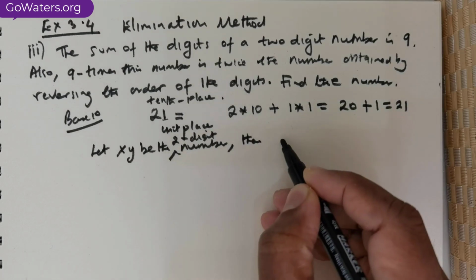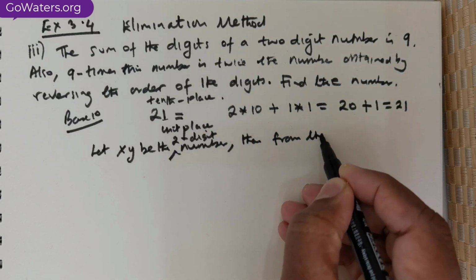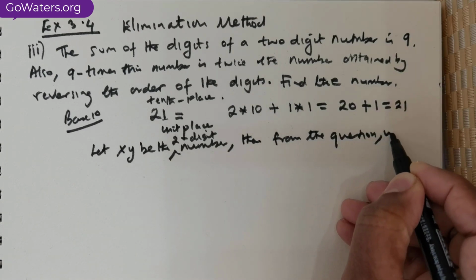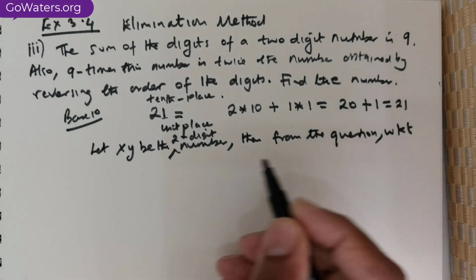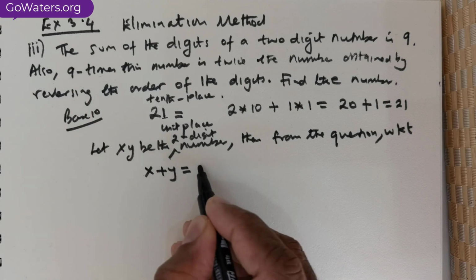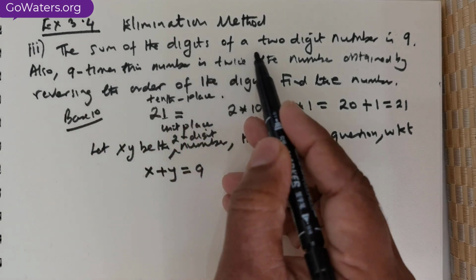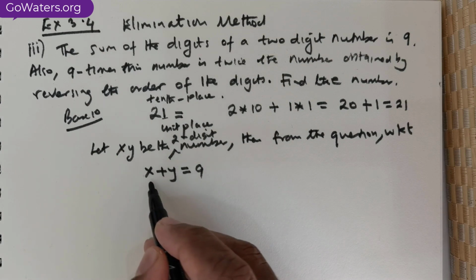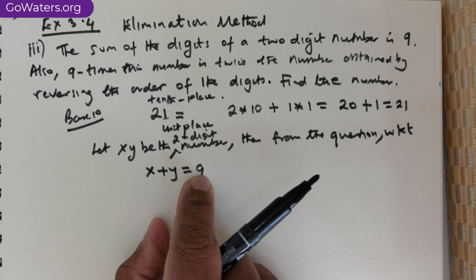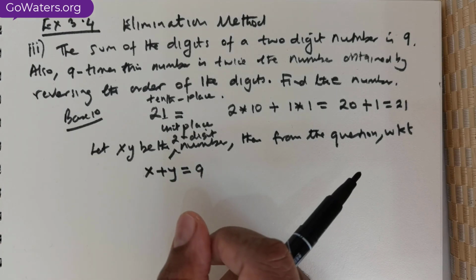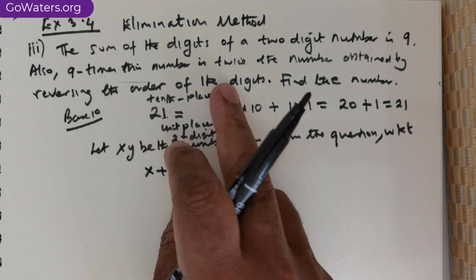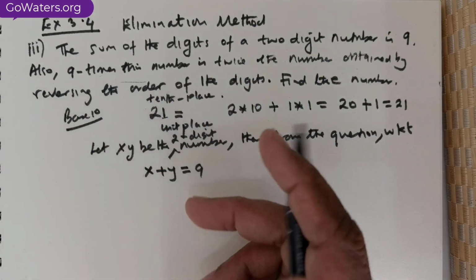Then from the question, WKT stands for we know that. So what do we know? From the question we know that x plus y is given to be 9. You see, the sum of the digits of a 2-digit number. So this is a digit, this is a digit. The sum of the digits in a 2-digit number gives me 9. And it says that 9 times this number, so we are talking about the number now, is twice the number obtained by reversing the order.